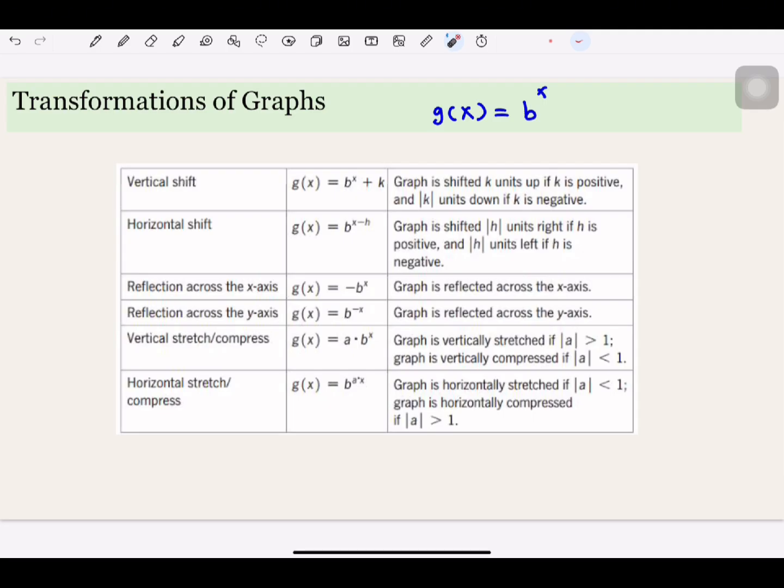So in summary, shifts move the graph without changing its shape, but reflections flip the graph over an axis. Stretches and compressions change how steep and wide the graph looks. So just by adjusting the parts of an exponential function, you can create a variety of transformations. We'll explore some of these in the next examples.